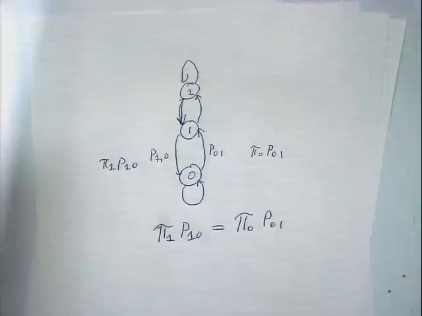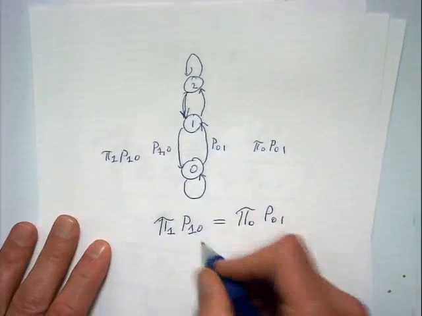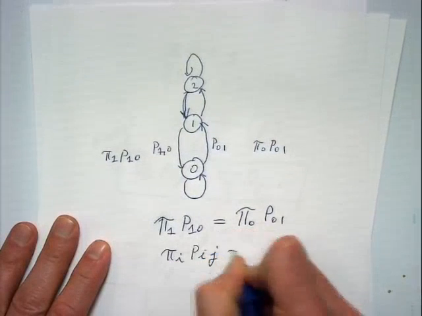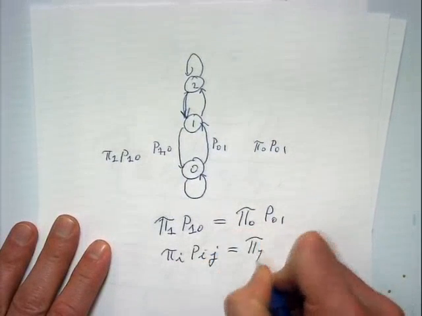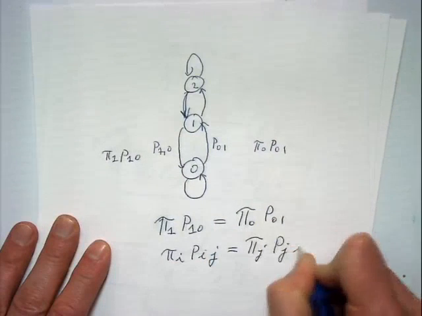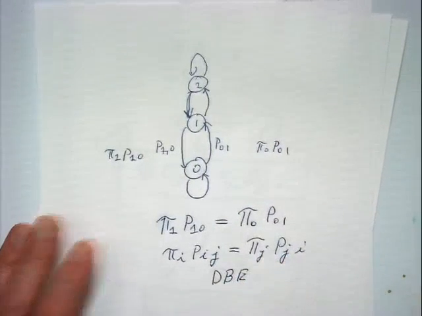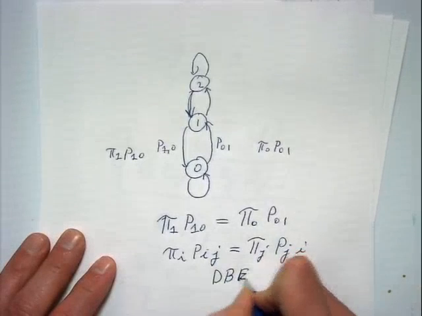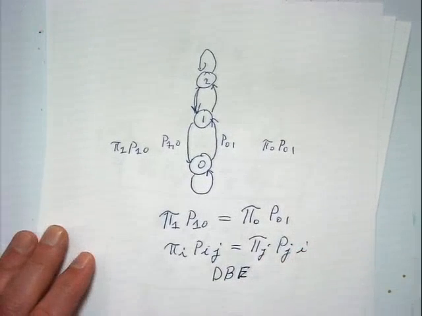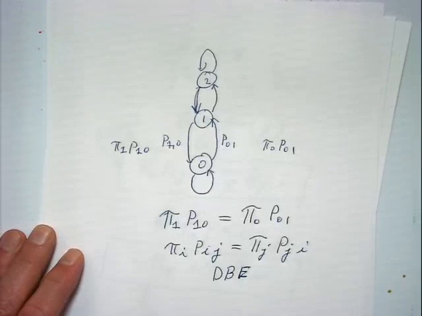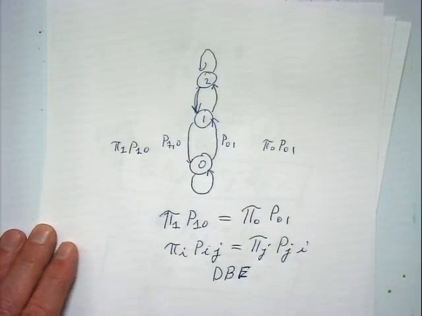By the way, this has a name. Pi i times Pij equals pi j times Pji. This is called the detailed balance equation. The detailed balance equations do not always hold. They are not the same as the full balance equations, but sometimes they hold. And when they do hold, it means that the Markov chain is reversible.